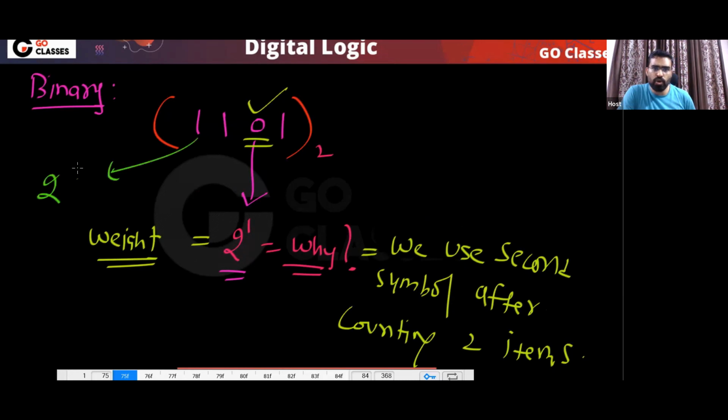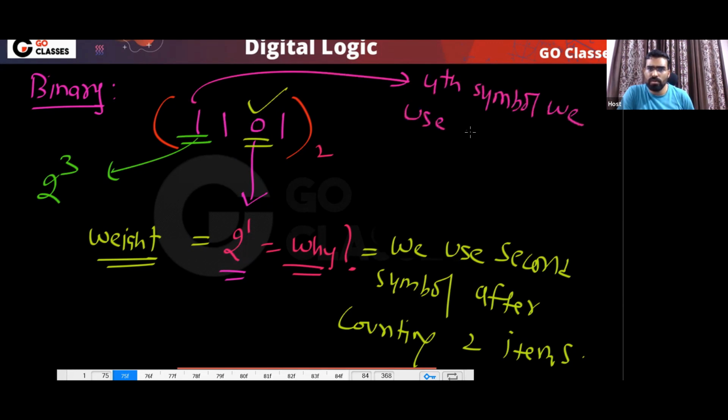And why do we have this weight 2 power 3? Because this symbol we use after counting a total of 8 items. I can say this is the second symbol, third symbol, fourth symbol. So this fourth symbol we use after counting 8 items. Anyway, this is the reason.